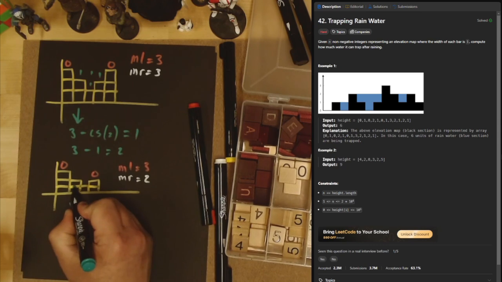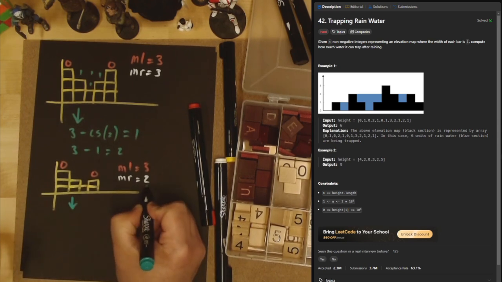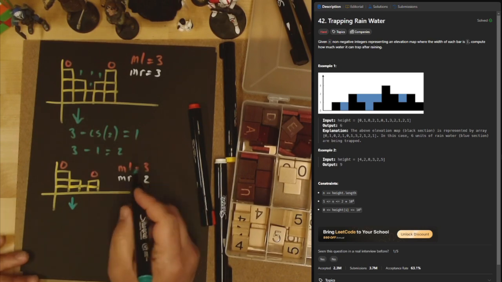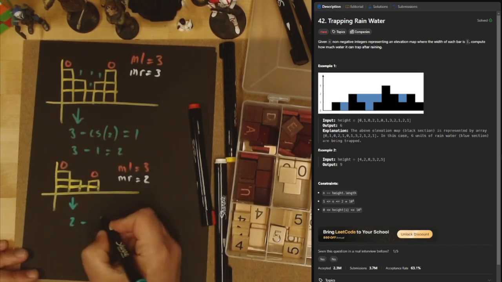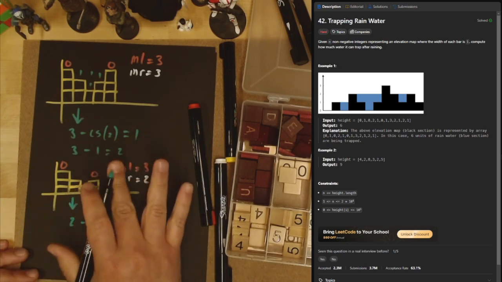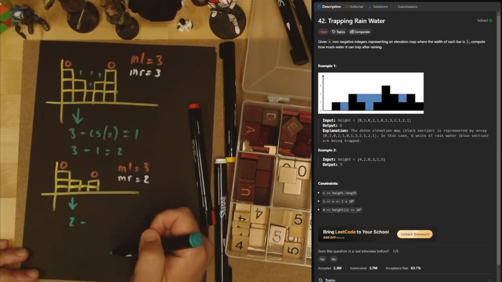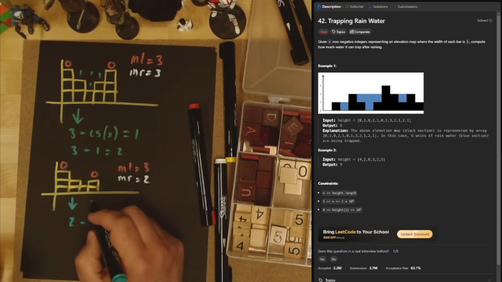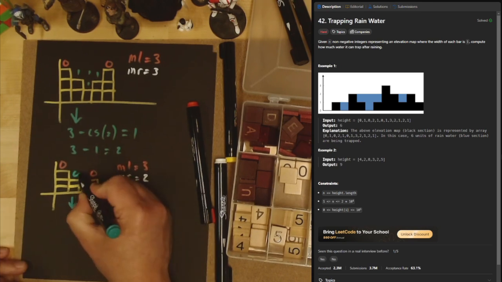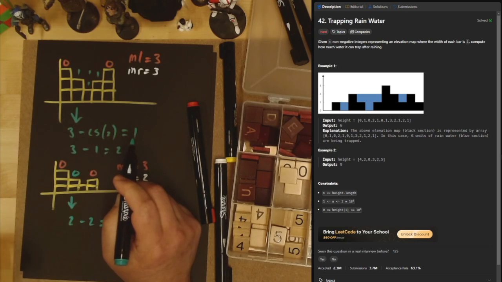So the maximum we could hold here would be 2, right? Because the max right is 2. It can't possibly go any higher than that. So what we're going to do is say 2 minus the height of this one. Okay, and I hope that makes sense. We can't go higher than 2 because our max right is 2. So we can't go any higher than that. So 2 minus 2, of course, is 0. Right? Can't hold any water there.